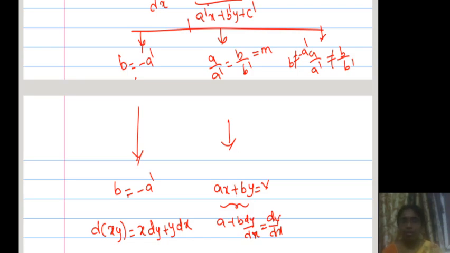Instead of ax plus by equal to v, and dy by dx means dv by dx minus a by b, like that. Then you will get it simplified. You will get our general solution.